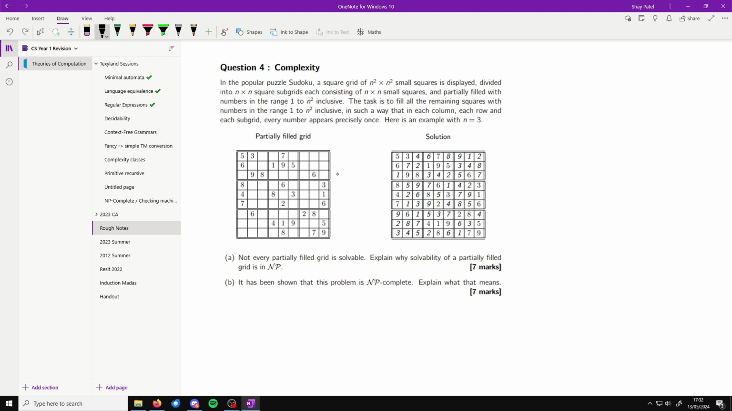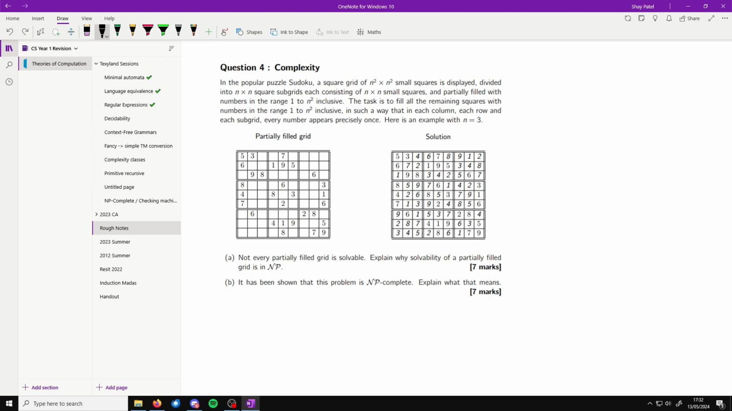So just standard Sudoku. Okay, so this is an example of a partially filled grid. And this is an example of a solution. So how we could fill in that grid to have a fully filled in grid. Not every partially filled grid is solvable. Explain why solvability of a partially filled grid is in NP.